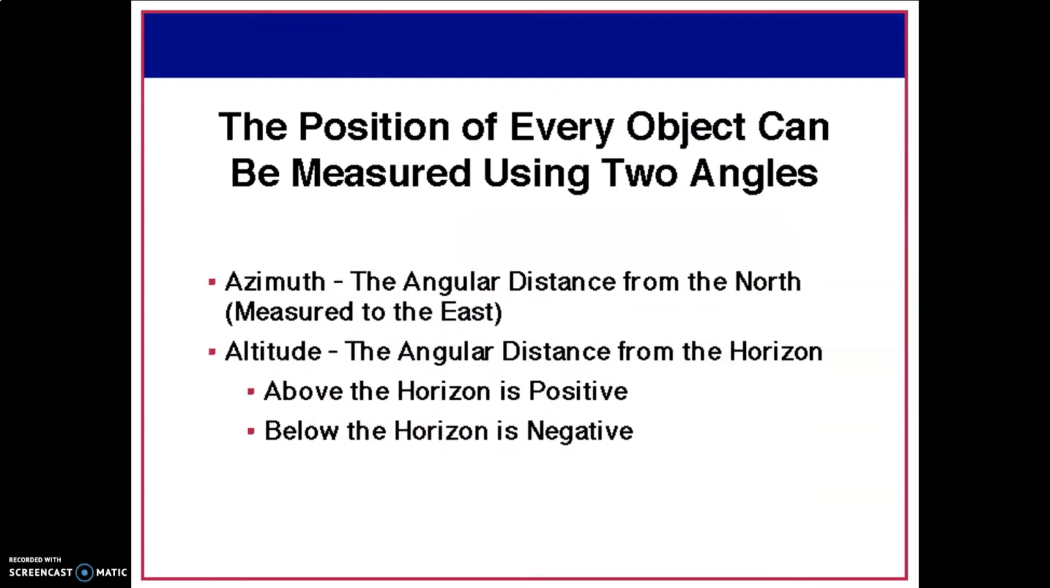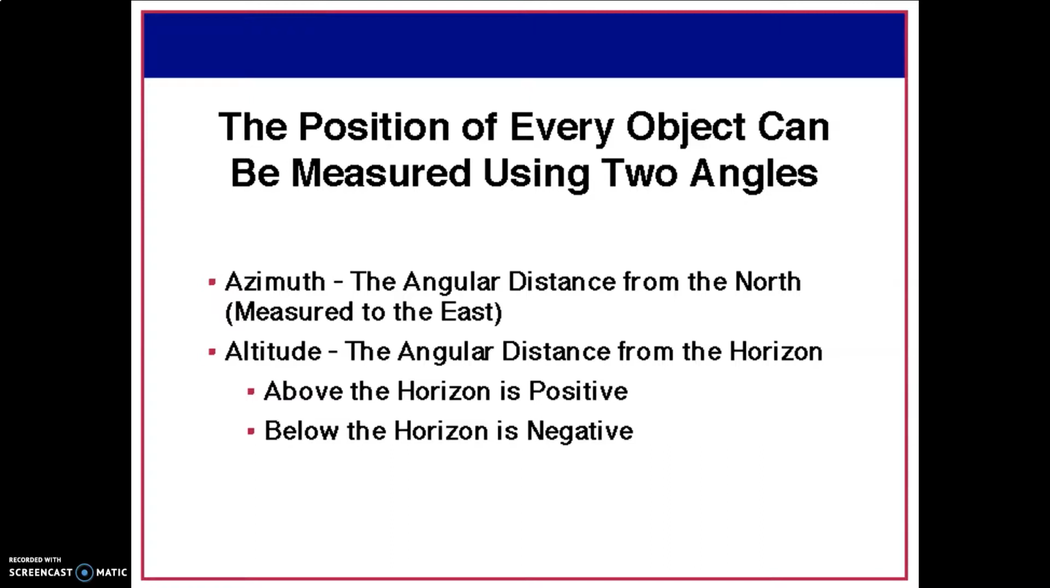Okay, last thing we're going to talk about today. So we just finished talking about the geographic coordinate system, the global coordinate system for finding locations on the Earth. Now we're going to talk about the local coordinate system for finding objects in the sky. So we do that by using altitude and azimuth. Here are the definitions. These are both measured in degrees, just like latitude and longitude were.